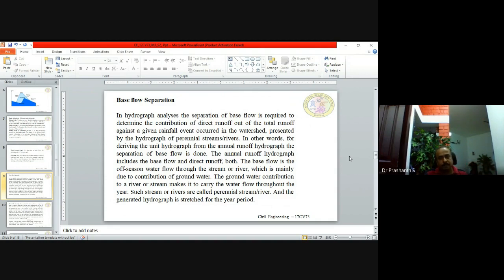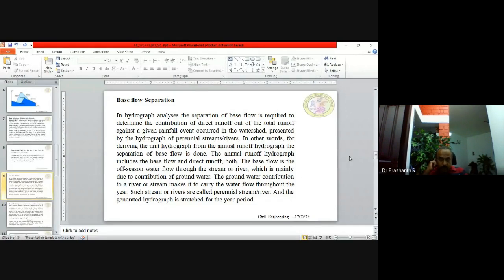In other words, for deriving the unit hydrograph from the annual runoff hydrograph, the separation of base flow is done. So we are going to discuss the unit hydrographs in the next session. The annual runoff hydrograph includes the base flow and the direct runoff both.